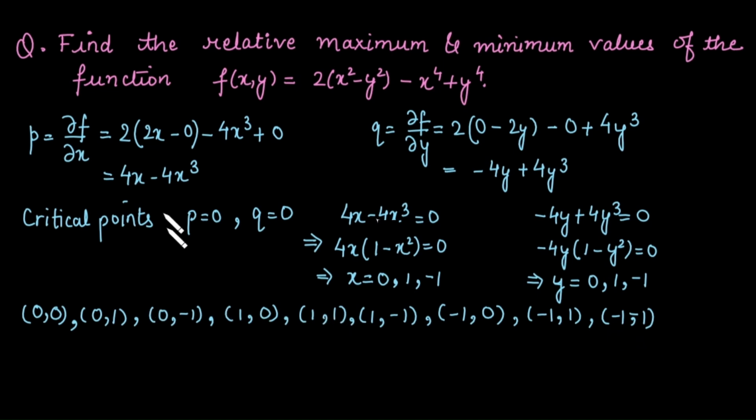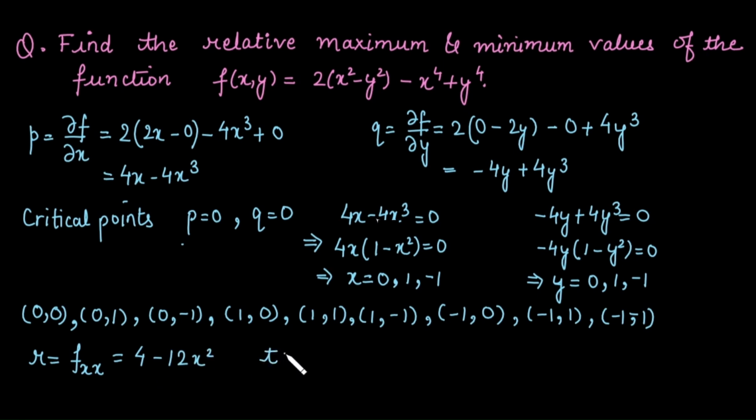For that, we need to calculate the value of RT minus S squared. What do we mean by R? R means the second order partial derivative with respect to x. Means we need to calculate its derivative with respect to x again. Its derivative with respect to x is 4 minus 12x squared.